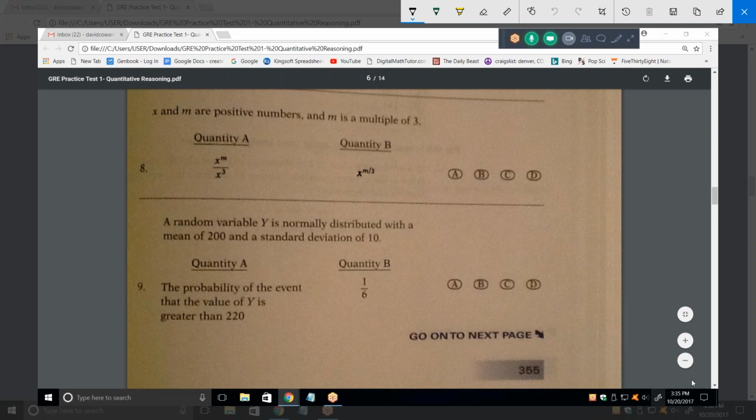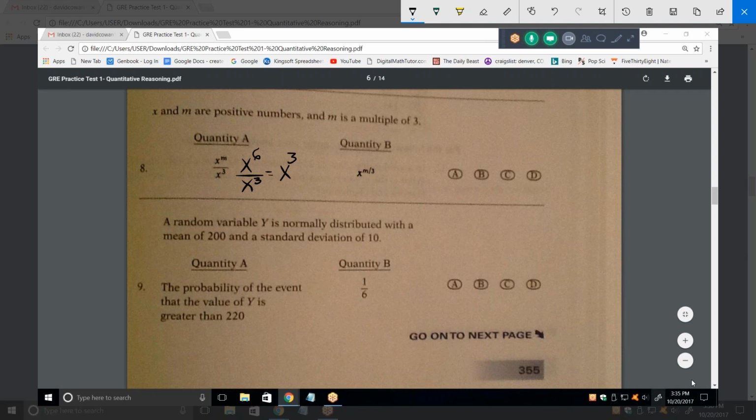So okay. X and M are both positive numbers, and M is a multiple of 3. So let's try some M's that are multiples of 3. So 6. Okay. So when I have X to the 6th divided by X to the 3rd, what's that equal to? Isn't it equal to X to the 3rd? Correct. You subtract the exponents.